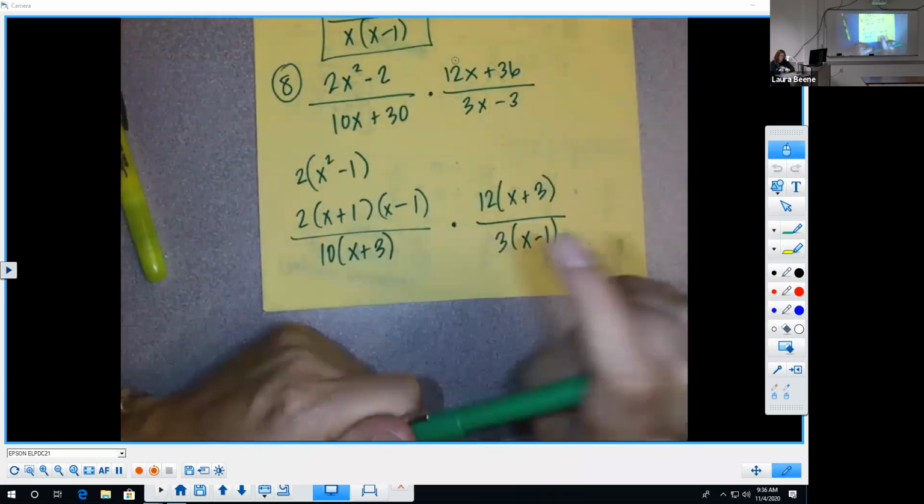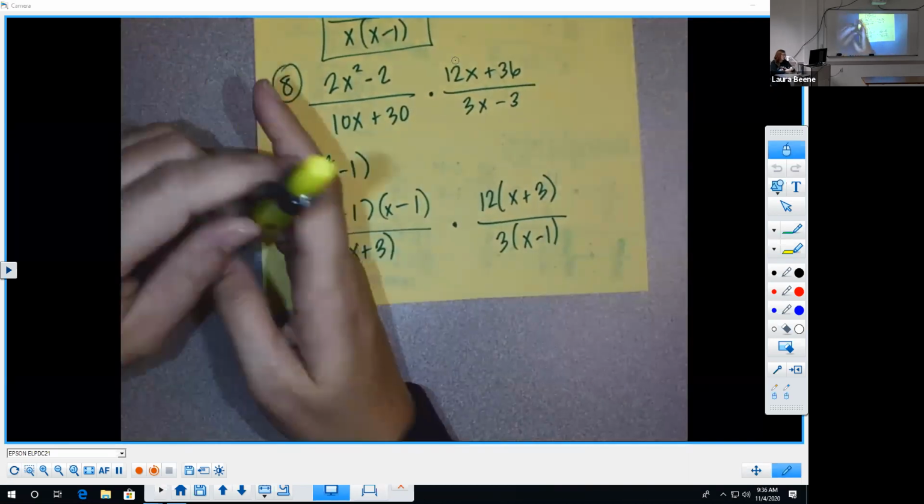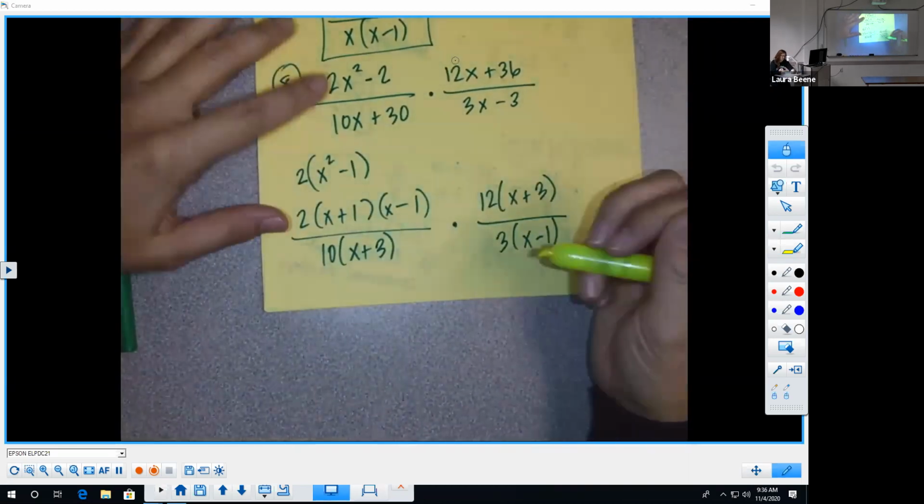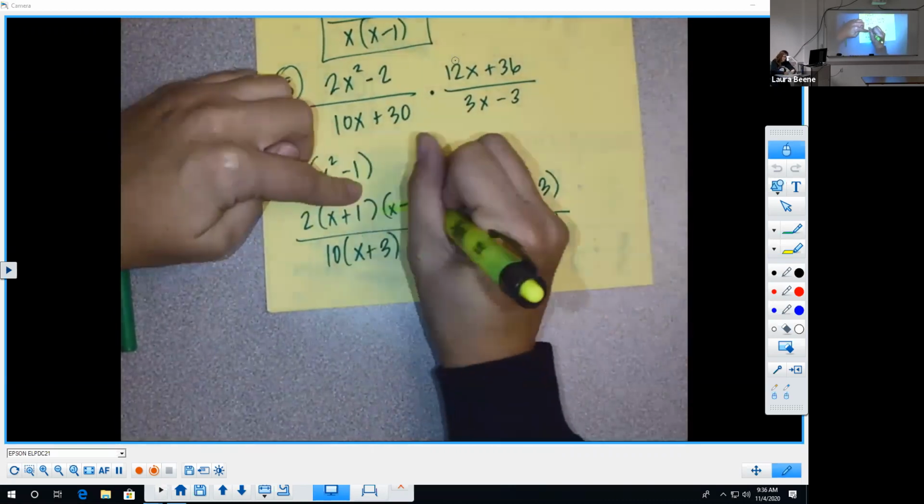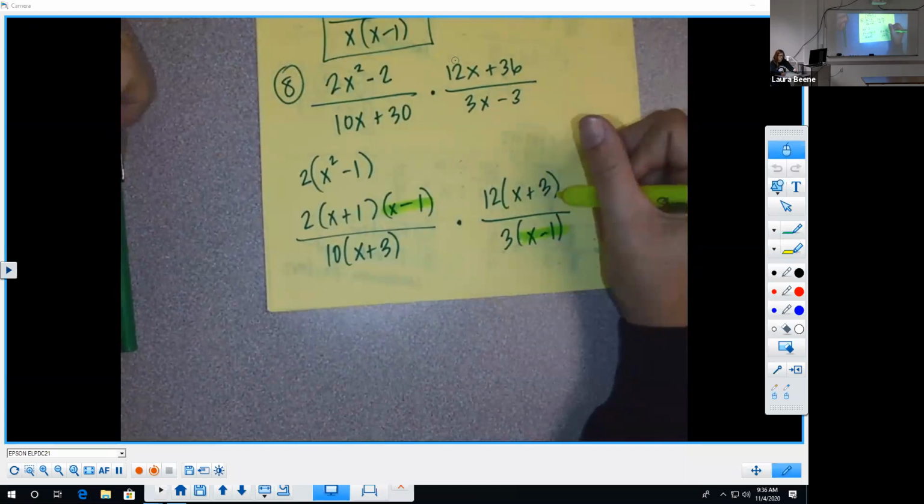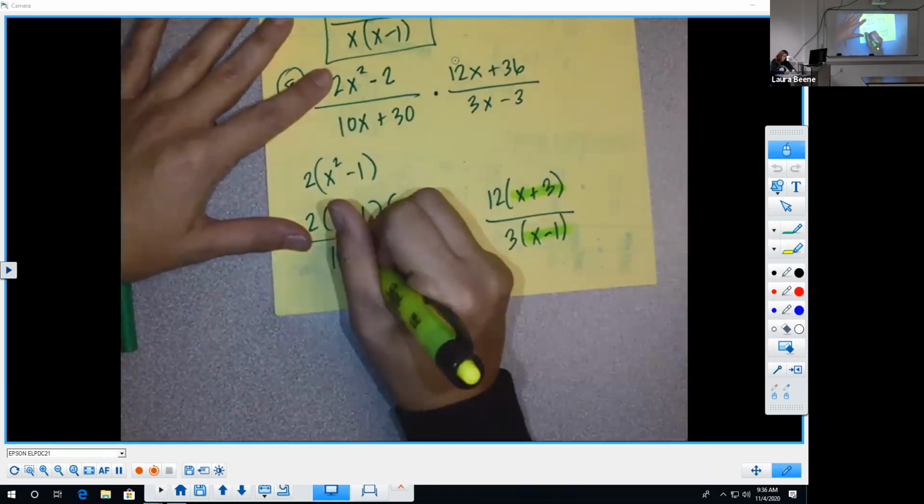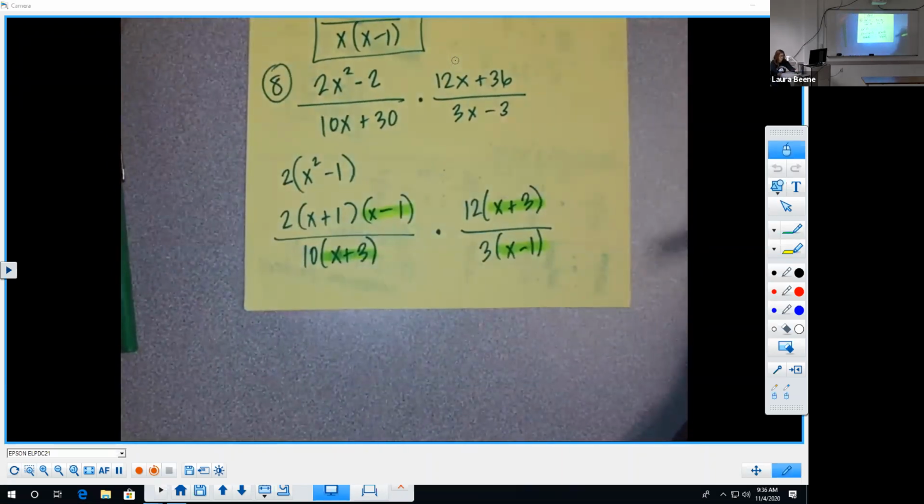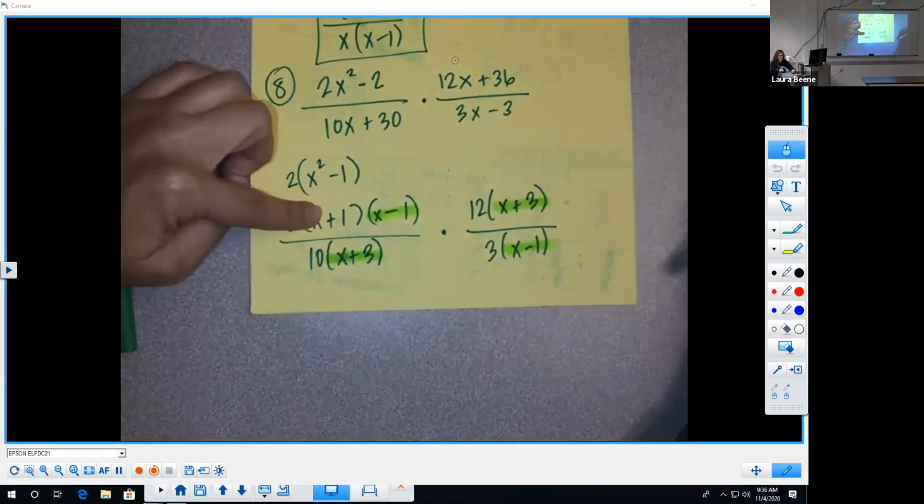Now for the fun part, what can you cancel out or divide out? Okay, so on top of the first, I have x minus 1. On bottom of the second, I have an x minus 1. On top of the second one, I have an x plus 3. On bottom of the first one, I have an x plus 3. Okay, I can't do anything with this x plus 1. That's going to be my answer.